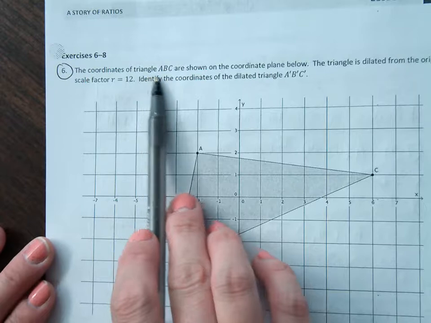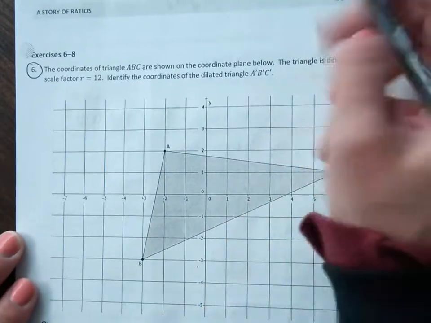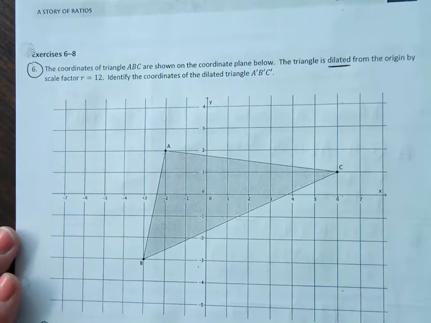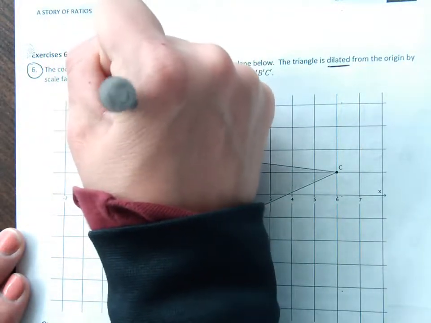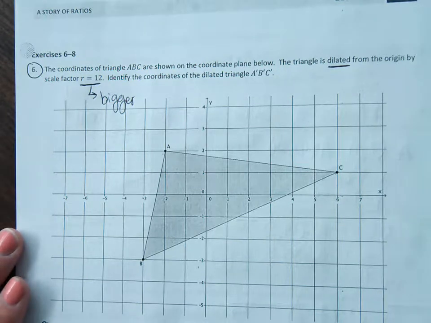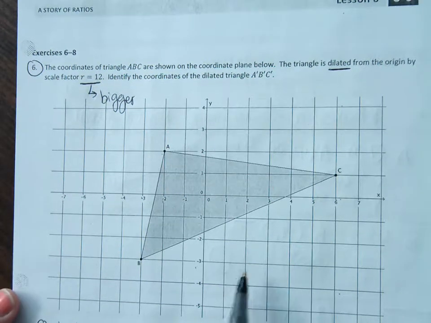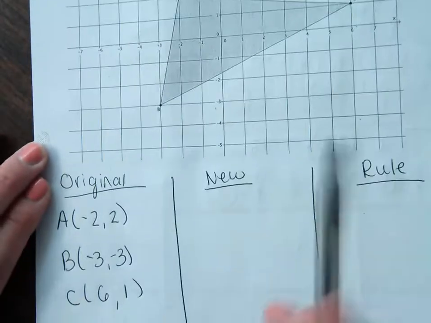So let's read what it says. It says the coordinates of triangle ABC are shown on the coordinate plane below. The triangle is dilated, remember dilated means bigger or smaller, from the origin by a scale factor of 12. So this image should become bigger. Identify the coordinates of the dilated triangle. So it doesn't tell us to graph it this time, but if you can graph it, you should. There's not going to be enough room on this coordinate plane to put our new points, and let's see why.